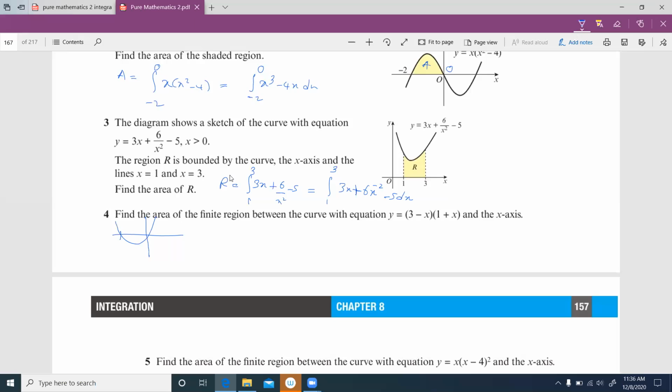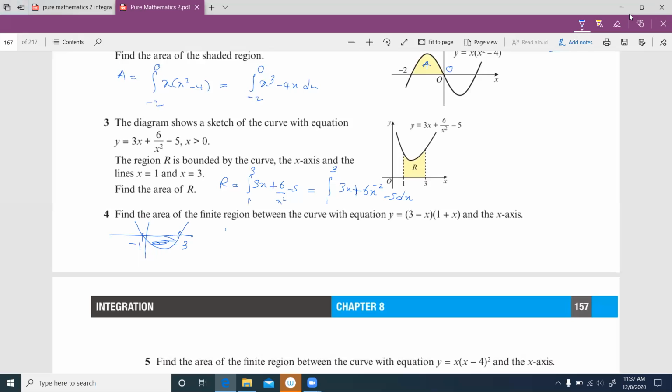sorry, this is not the graph. The coordinates are wrong. Minus 1 and 3. So here the shape is correct, but the coordinates are wrong. The shape is like this. It travels through minus 1 and plus 3. Here the coordinate is minus 1 and here the coordinate is 3. So they are referring to this area.